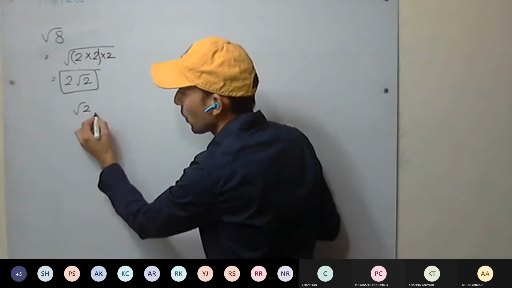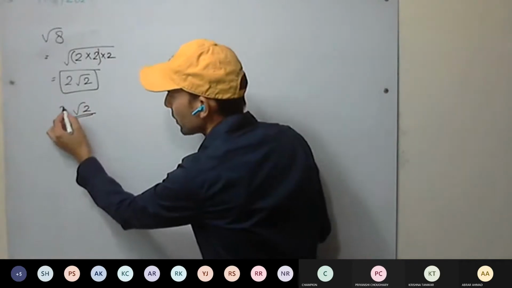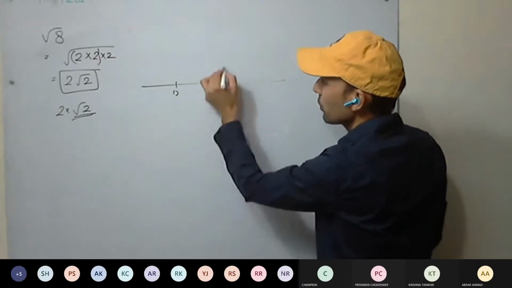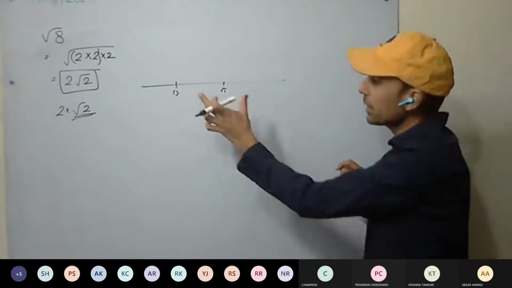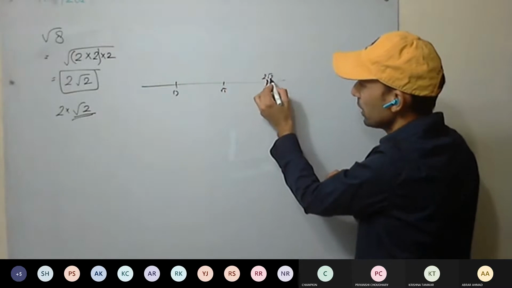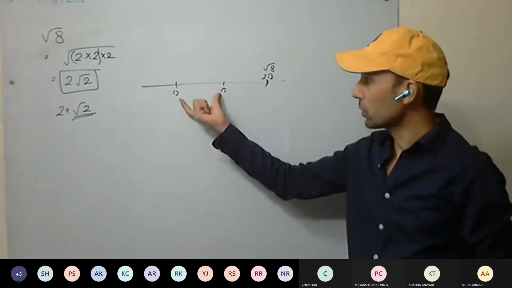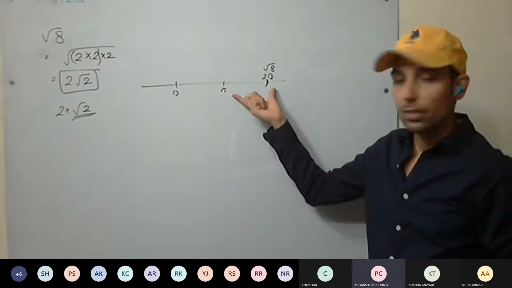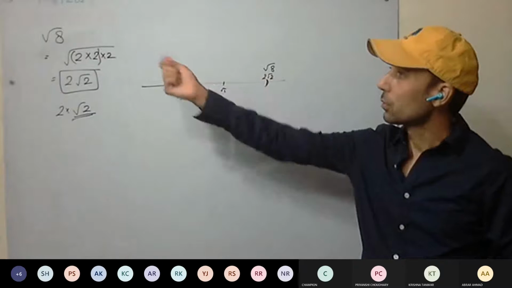Now you already know how to draw root 2. Just double it. If you have drawn root 2, the arc which you have taken is root 2 length. Again from here, mark it. Now this will be 2 root 2, and that is root 8. Is this clear now? Yes, sir, it is clear. Root 2 you can draw, just double the length. 2 times root 2 is root 8.